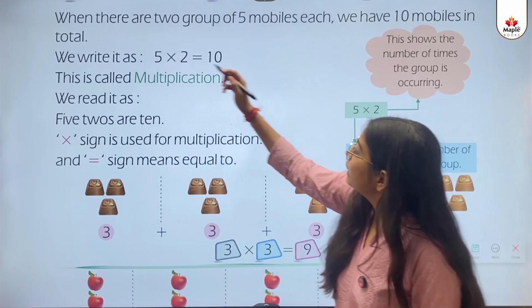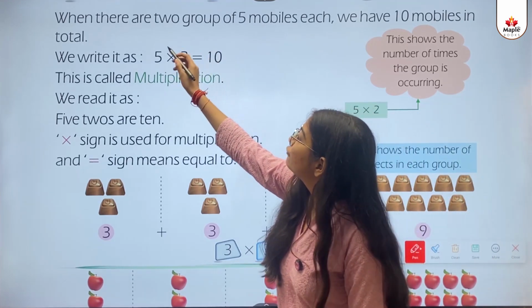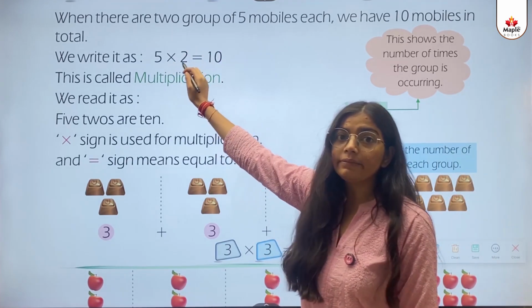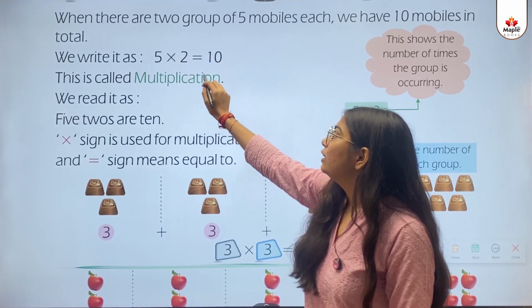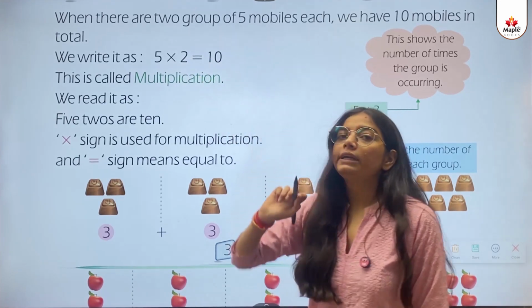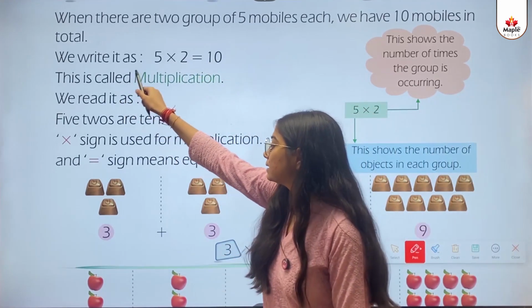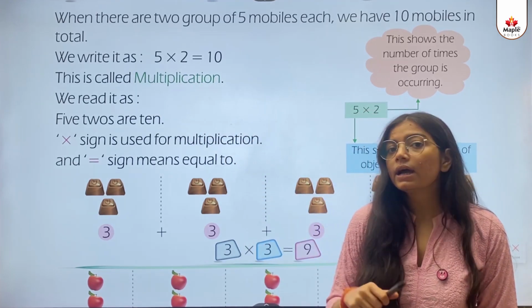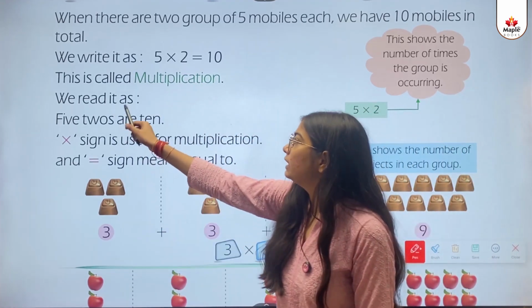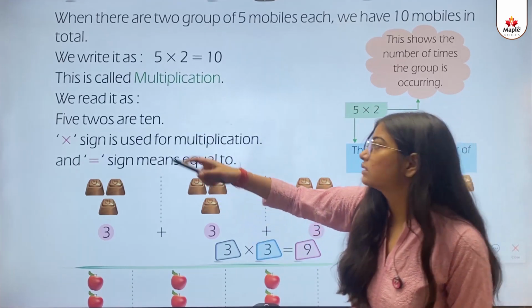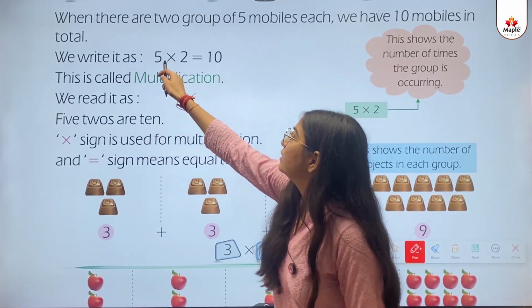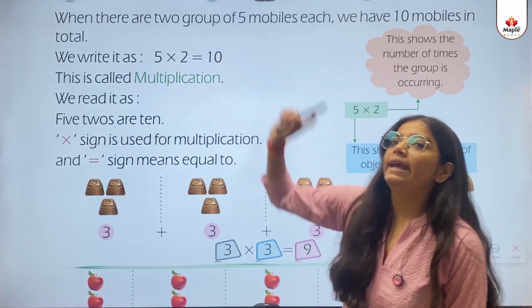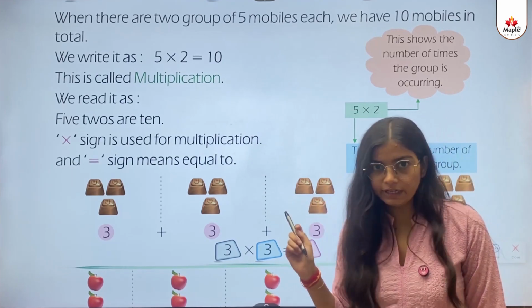So, we write it as 5. What does this sign mean? Multiply. 5 multiply 2 equals 10. Then, this is called multiplication. This is called what? Multiplication. We read it as, how do we read this? 5 2s are 10. This is how we read this.